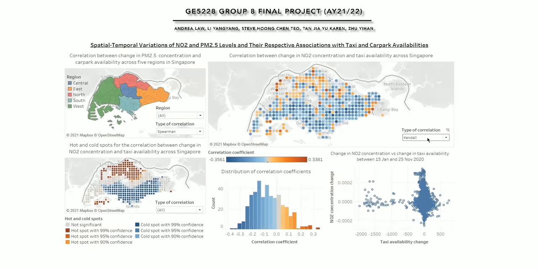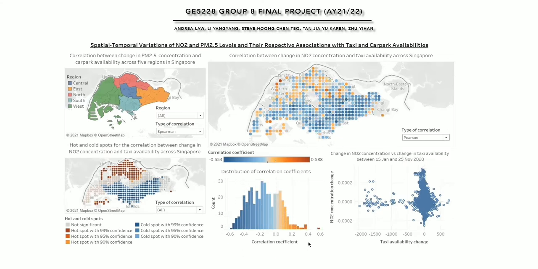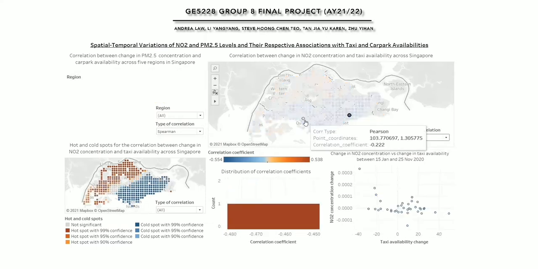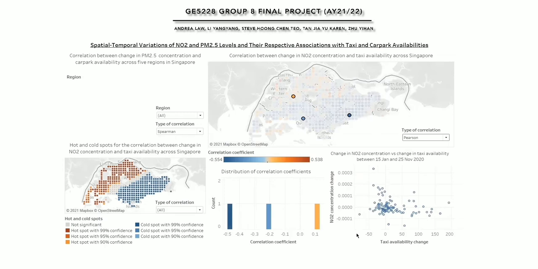I would like to make a note that without selecting any specific correlation type, the correlation value reflected on the points actually shows the sum of all the correlation values, which does not have any statistical implication in our study. Once the filtering and selections are done, the histogram will display the distribution of correlation coefficient of the selected correlation type based on the selected points. And the scatter plot will display the change in NO2 level against the change in taxi availability on a weekly basis between 15 January to 25th November 2020.